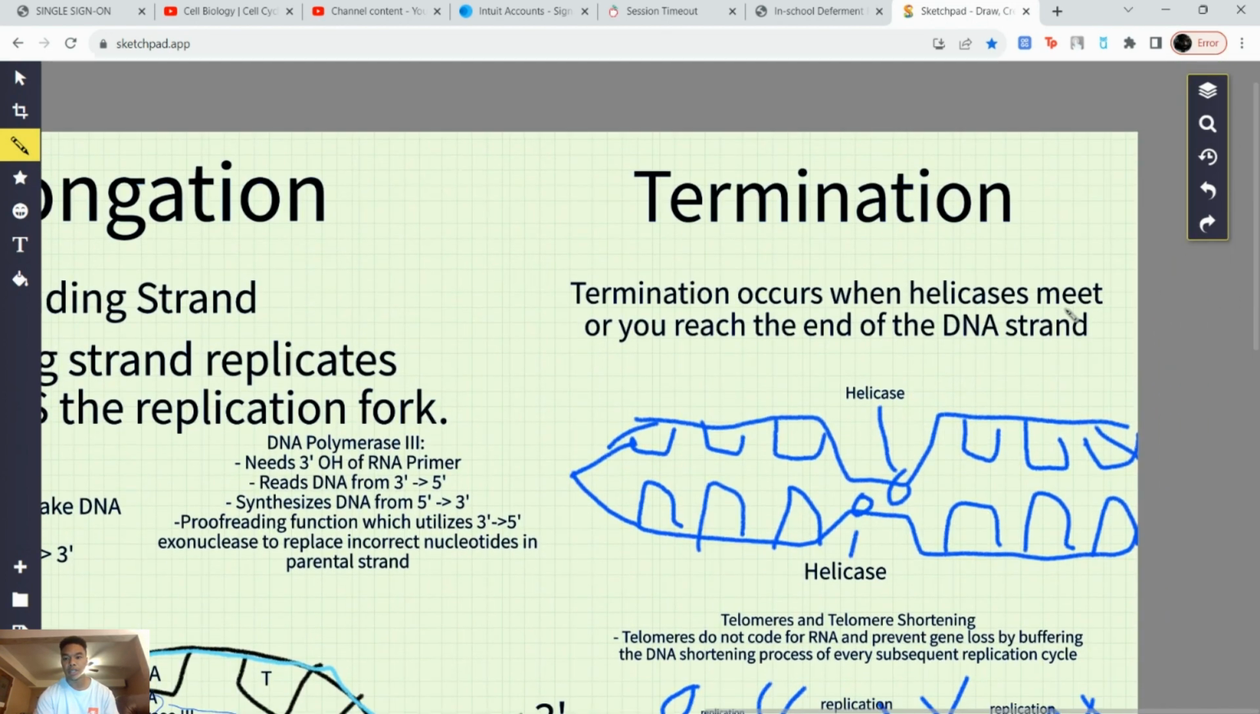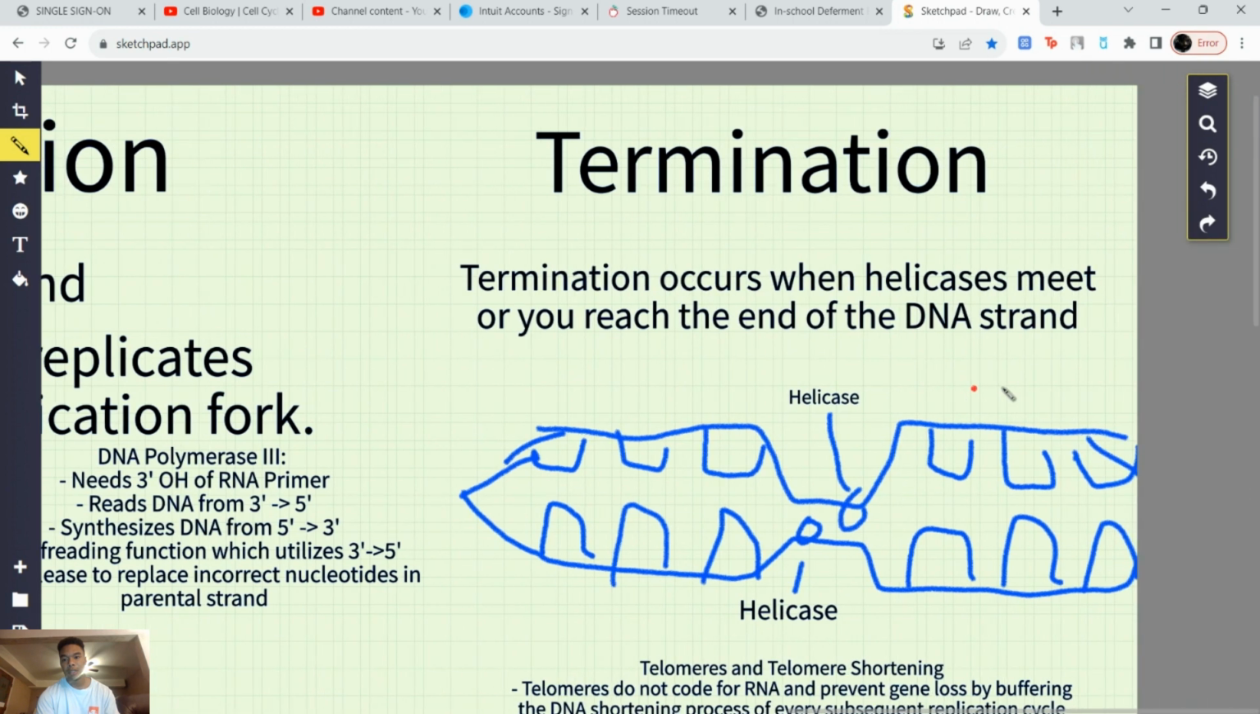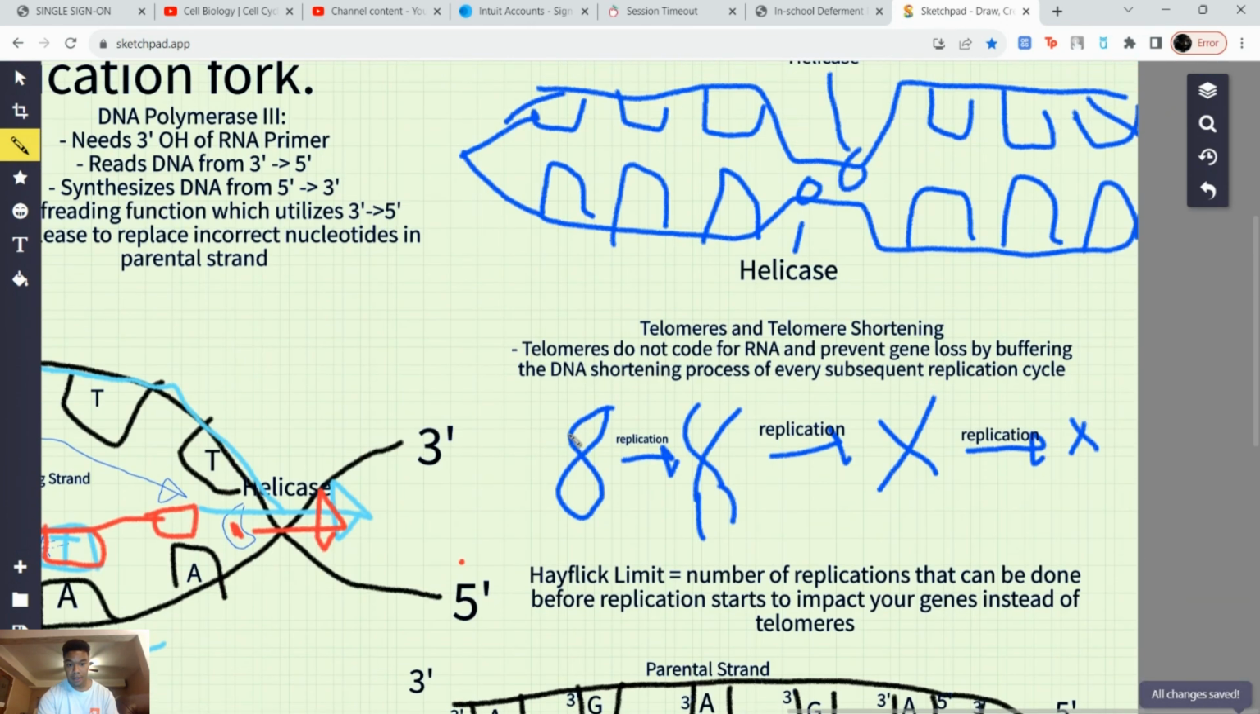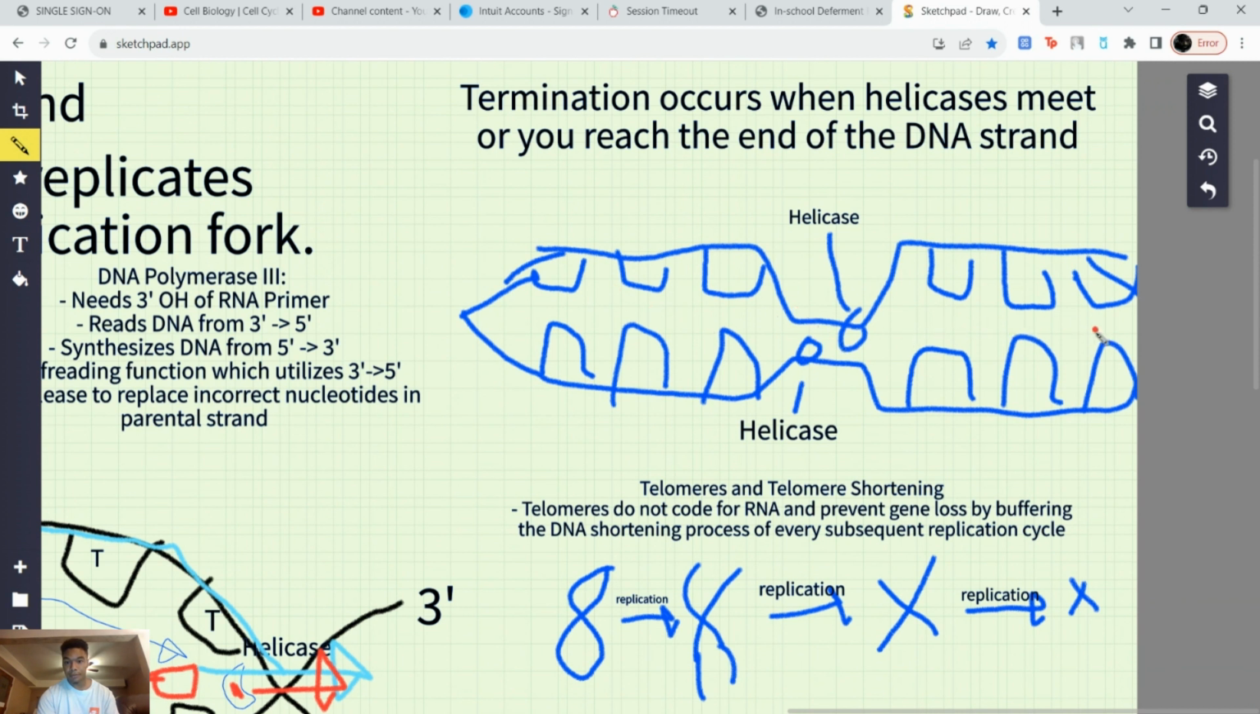So when does this process stop? Termination occurs when helicases, those enzymes that were opening up and severing the strands, the guy leading the way, meet each other. So say this guy's going this way, this guy's going this way. Those arrows are tough. Excuse me. That's horrible. Anyways, when they meet, they send signals and they just go, oh, okay, I guess we're done.